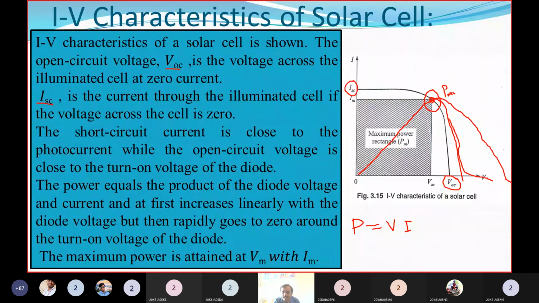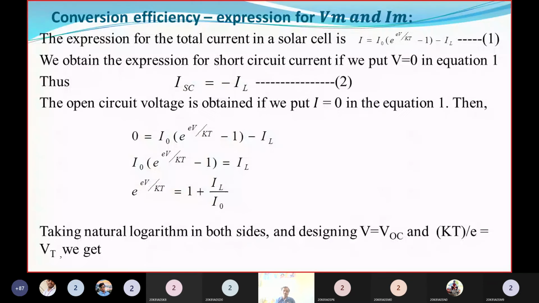So these are the IV characteristics. Now coming to the conversion efficiency expression for Vm and Im. There is one equation for calculating the current passing through the solar cell.